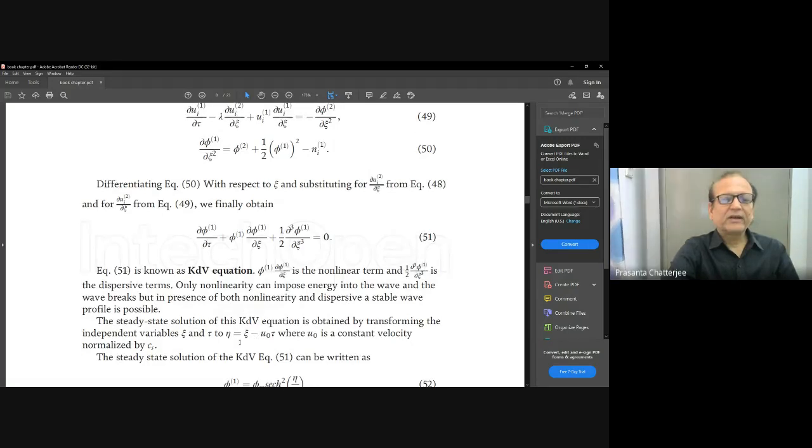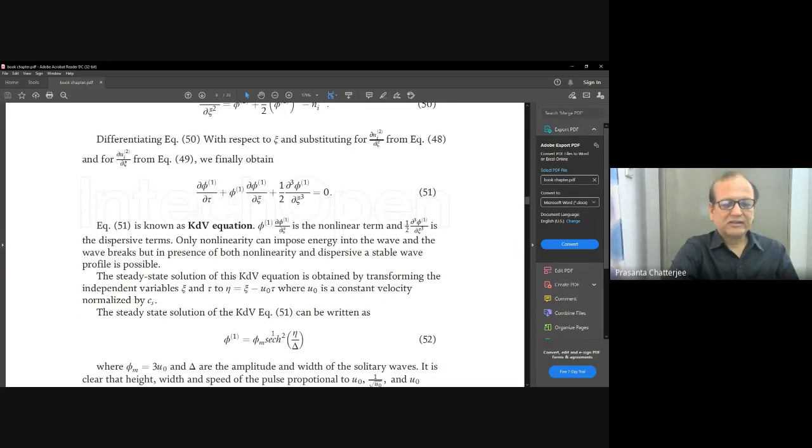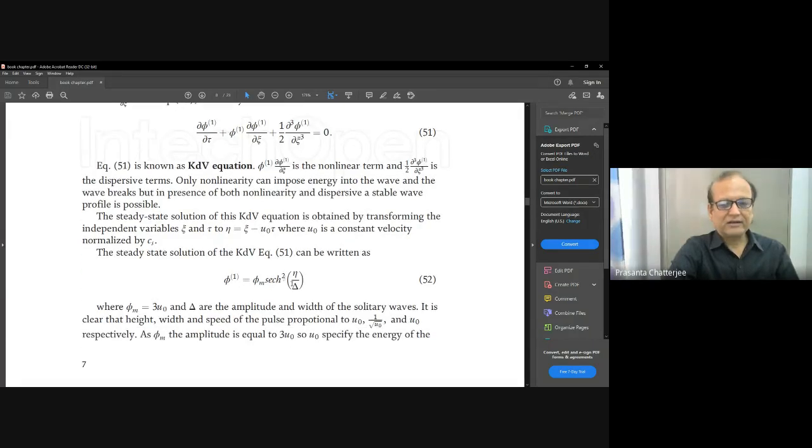Considering a new independent variable, eta equal to chi minus u0 tau, and doing some integration, it can be shown that a traveling wave solution of 51 will be phi 1 equal to phi m sech squared eta by delta, where phi m is equal to c u0. This is the amplitude of the solitary wave.